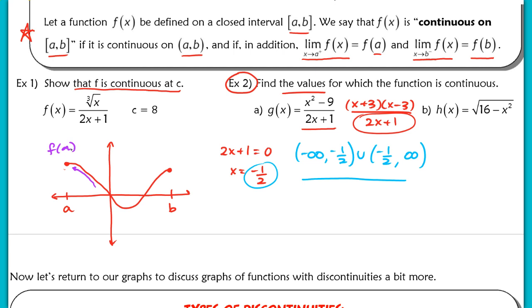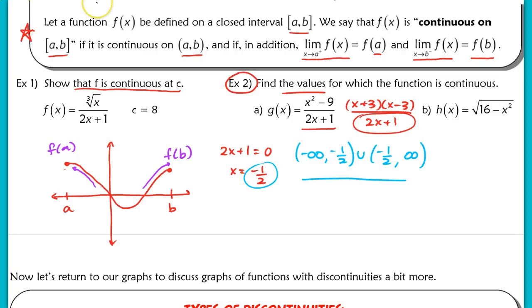So if f of a is equal to the limit as x approaches a from the right, and if the value over here, f of b, is equal to the limit as x approaches b from the left, then we say that that function, so let's show that right here, f of b should equal the limit as x approaches b from the left. Then we say if those conditions are met that this function is continuous on the closed interval from a to b.